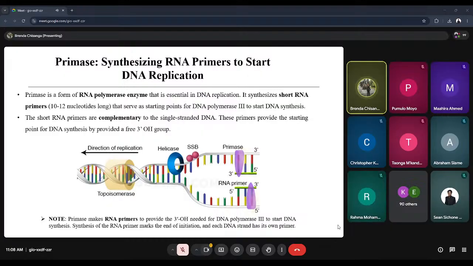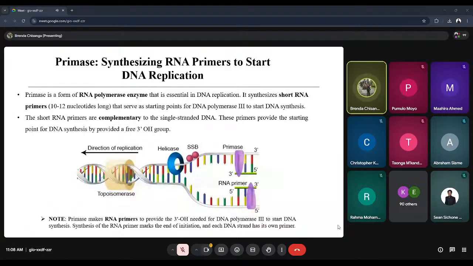Now, to continue breaking those hydrogen bonds, an enzyme comes in, and this enzyme is helicase. In bacteria, it is also referred to as DnaB. I'll just refer to it as helicase, it's easy for me to say. Helicase is the enzyme that actively breaks hydrogen bonds, separating the double-stranded DNA molecule into single strands.